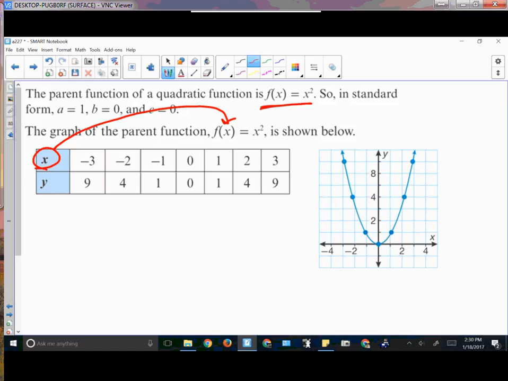Now, you guys know how to graph coordinates, right? Negative 3, 9, right there. Negative 2, 4, there. Negative 1, 1, right there. 0, 0. 1, 1. 2, 4. 3, 9. It's all right there. It's just how it goes.